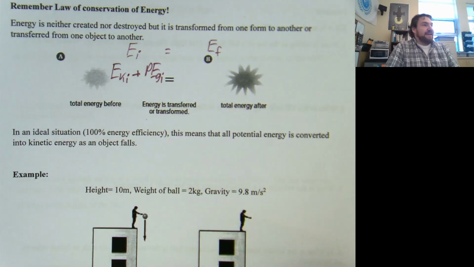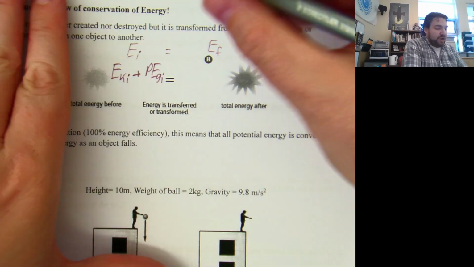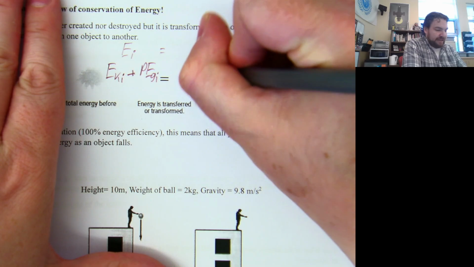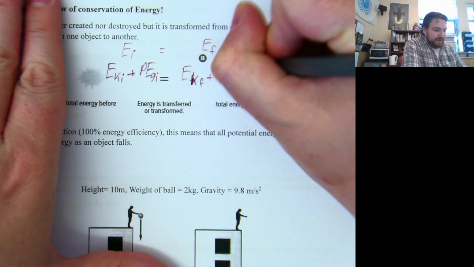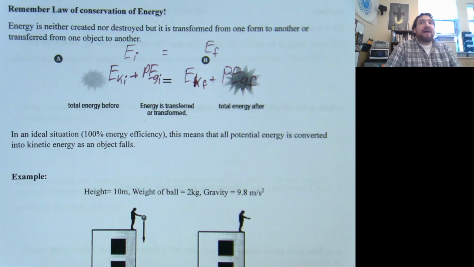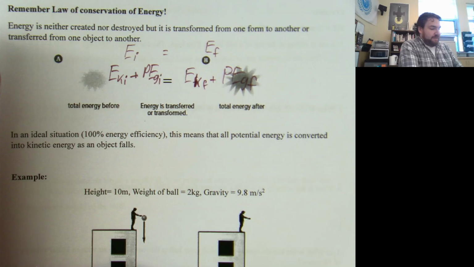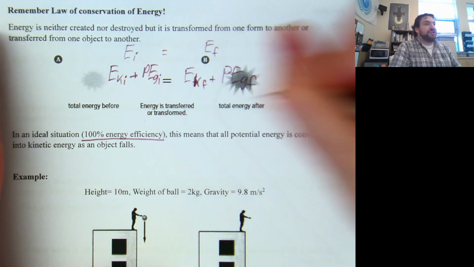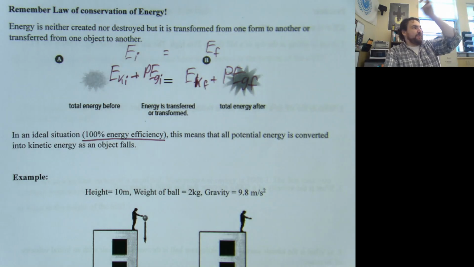So if they've got kinetic energy and potential energy at the beginning, it is reasonable that I could concoct a scenario where there's kinetic energy at the end, EK final, plus PE gravitational final. You now have to take into account all these pieces. In an ideal situation, 100% of the energy of one form would get turned into another form. Is that reasonable?